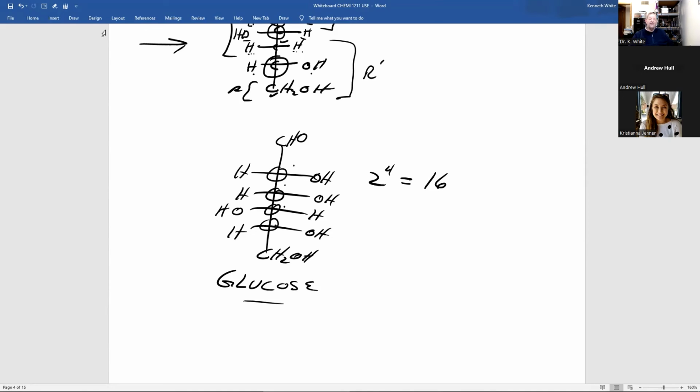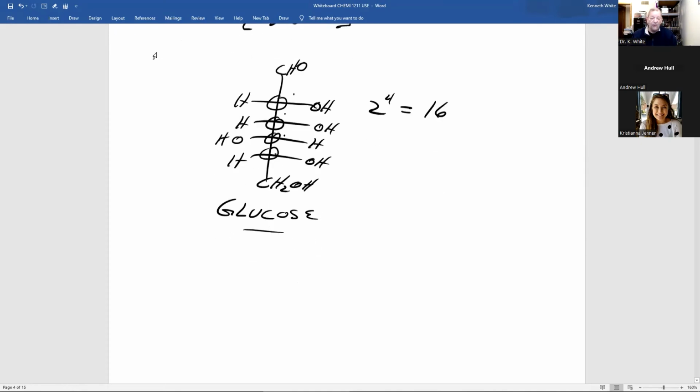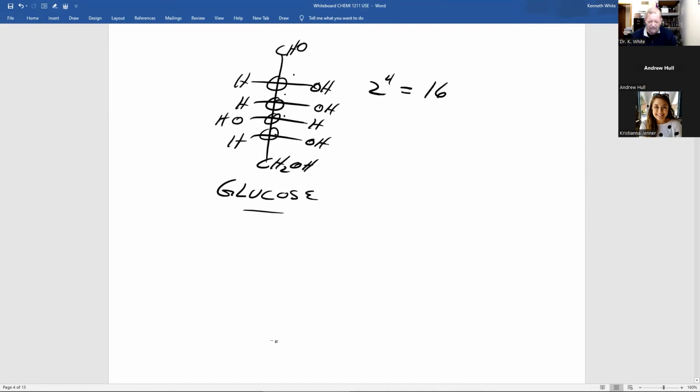Turns out, out of all 16, including glucose here, this is the only one Mother Nature chose. And that's quite amazing. There's 16 stereoisomers. This is the one Mother Nature picked. And we'll learn later on why she did that.